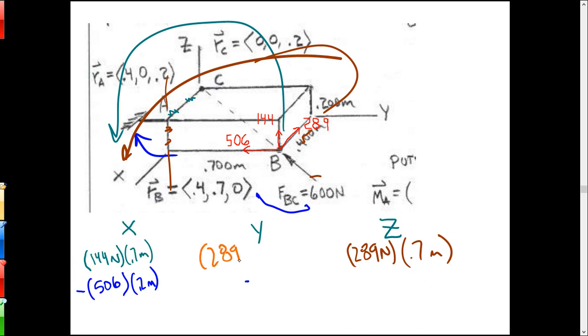289 newtons times 0.2 meters. See, that's hinging about this line right here. Okay? Is that positive or negative? It's positive because it goes under the line and back up the other side. So that's going like that. Positive Y. Okay? So there we go. So these get a little trickier.